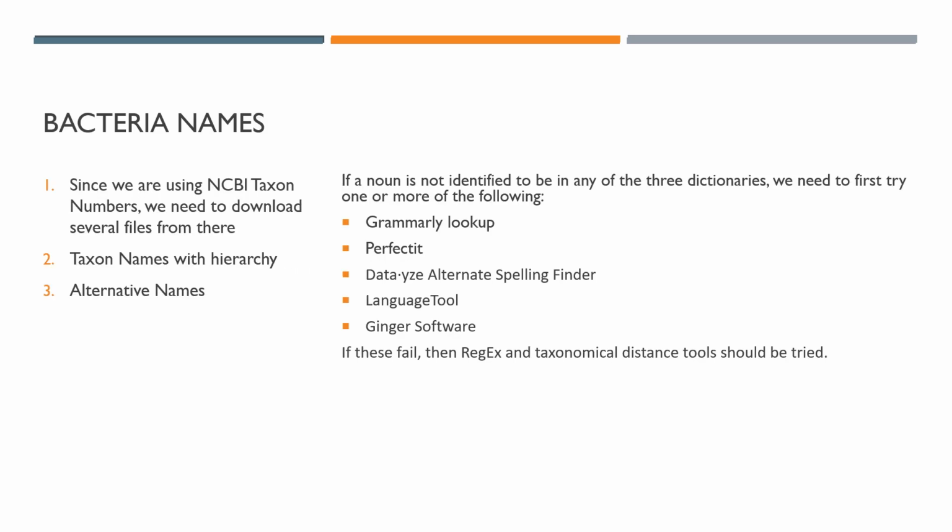So we have bacteria name. Since we are using NCBI taxon numbers, or suggested we use it because it gives a clear, simple integer value, which makes it easy for data processing. The several files we're going to download there. The one file is the taxon name with the standardized name with the hierarchy. There's another one, nothing but alternative names: taxon number, alternative name 1, alternative name 2, alternative name 3, 4, 5.